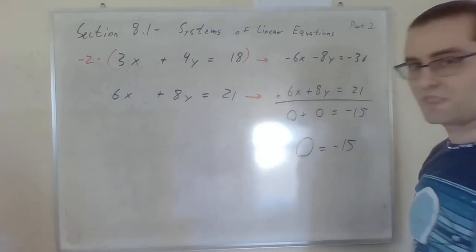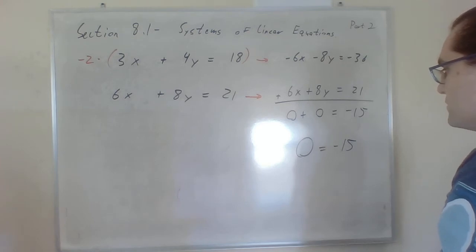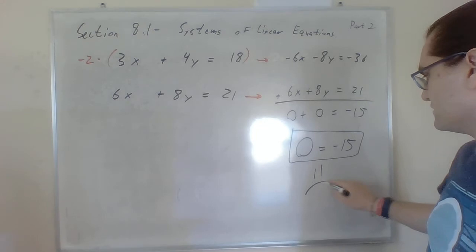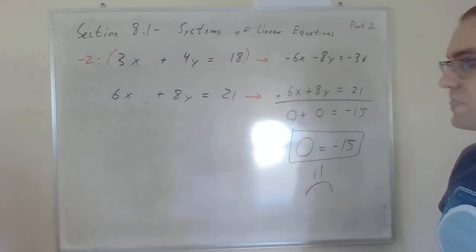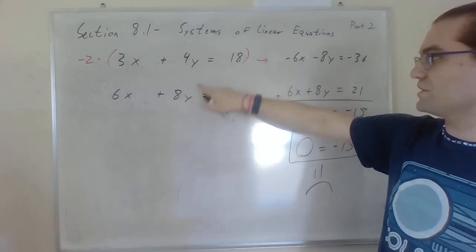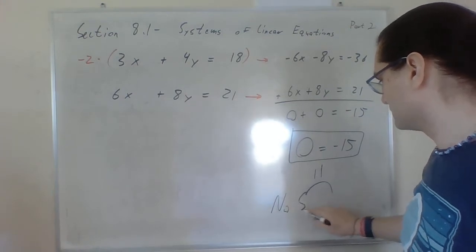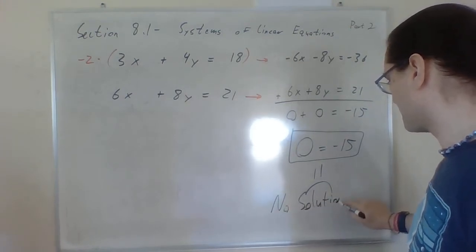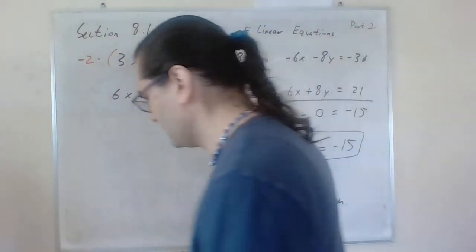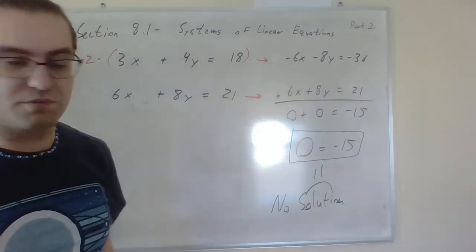Hopefully we're all paying close enough attention to realize that 0 does not equal negative 15 and that this isn't true and we have a problem, these two linear equations are incompatible. There is no solution. I want to talk very briefly about this no solution business. Here's a little preview of what's coming next.